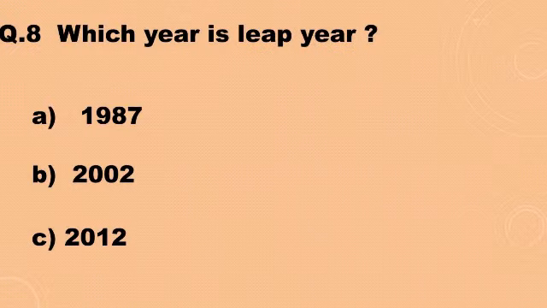Now question number 8, which year is a leap year? Here 3 options are given. Option A 1987, option B 2002 and option C 2012. You know how to check whether a year is a leap year or not, and what the number of days of a leap year is. You know everything, so just apply the rule and solve it.